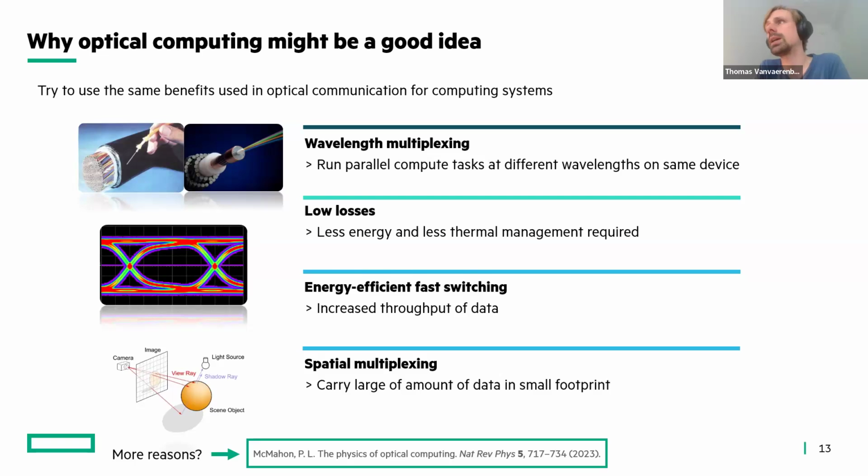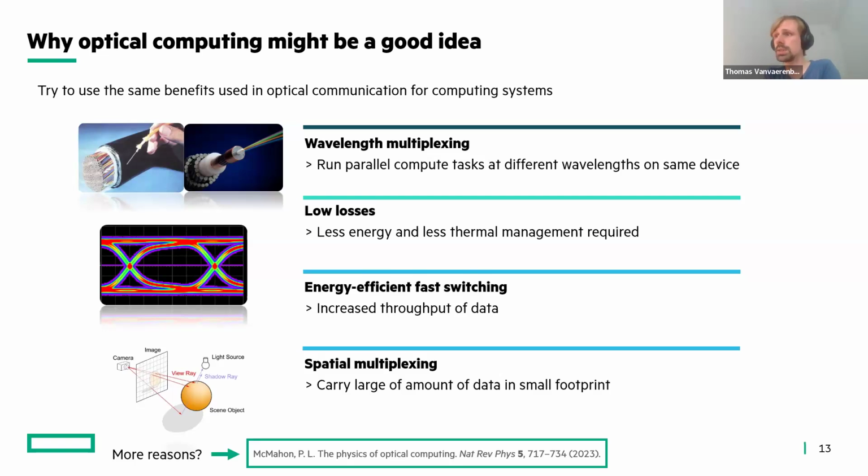Then finally, I also already mentioned multiplexing in general as a benefit. There's spatial multiplexing, and this is something where indeed we can represent larger amounts of data in a small footprint, definitely if we think about free space setups. So that's another ingredient that we might want to leverage when we are looking into optical computing.